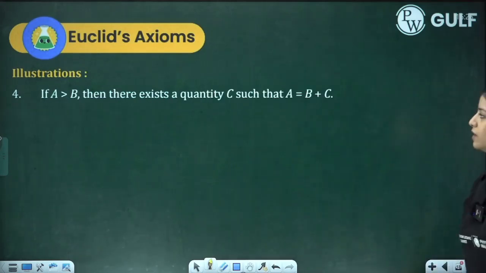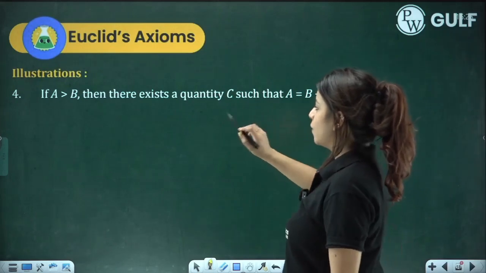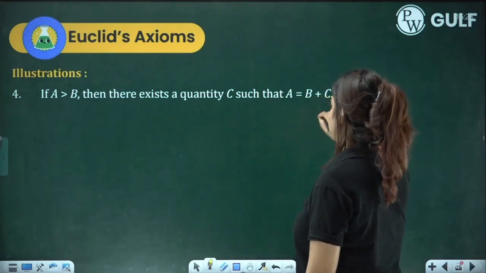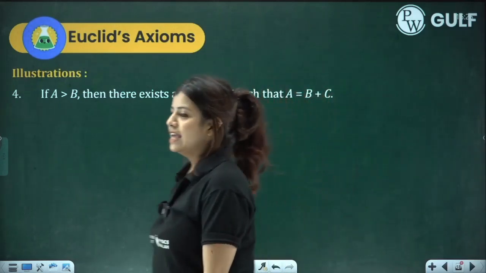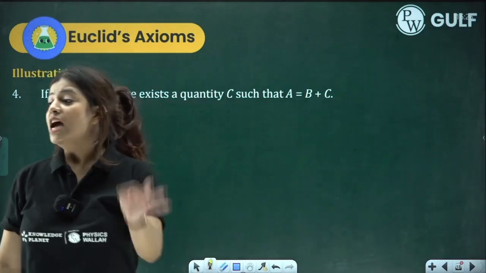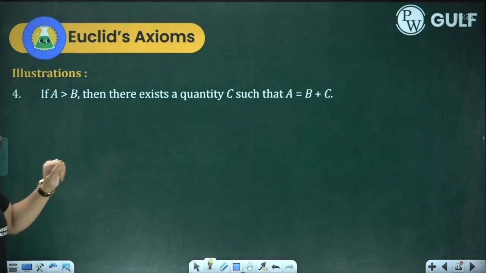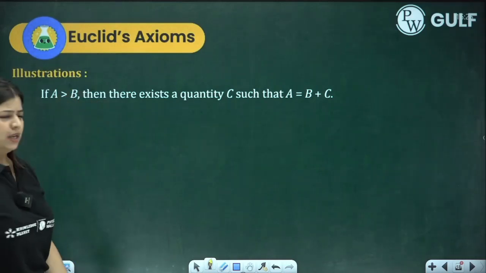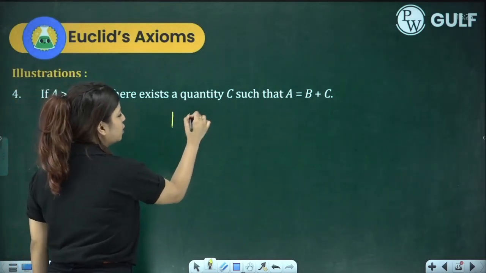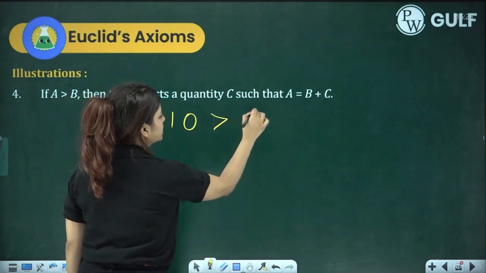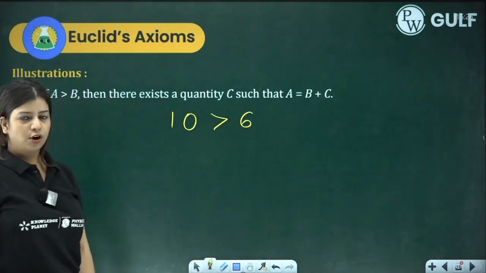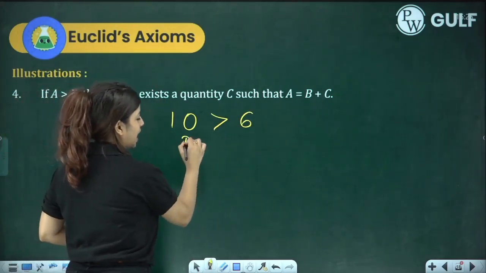The next thing that we have is if A is greater than B, then there exists a quantity C such that A equals B plus C. Now what does this mean, students? Listen to me very carefully. Let us take numbers. We know that 10 is greater than 6. For sure. This is our A and this is our B.